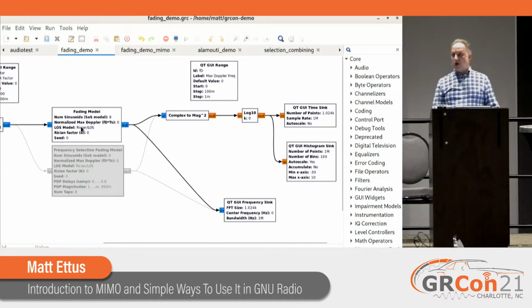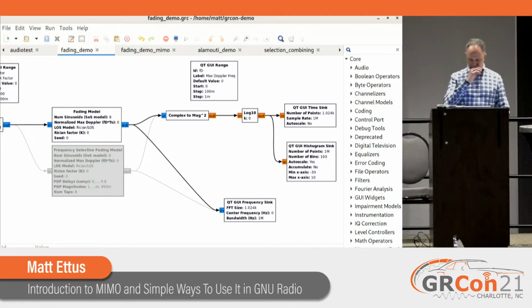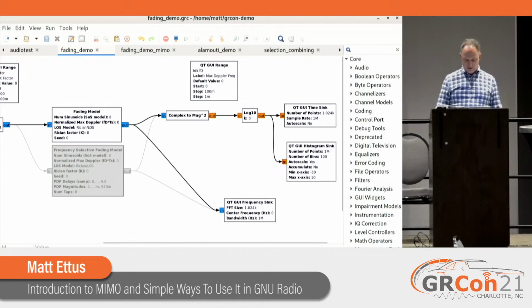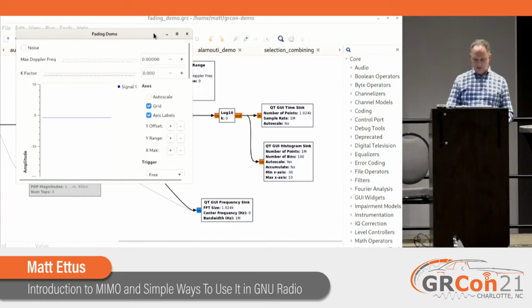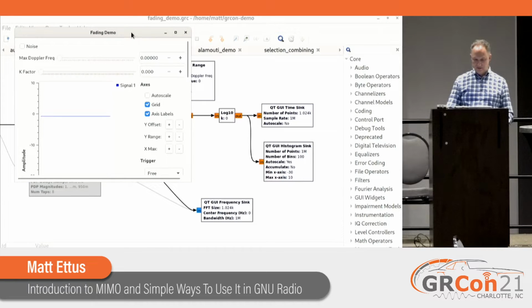We go through our fading model, which is already in GNU Radio, and thanks to whoever wrote this block, it's really good. I did have one bug fix, but I was halfway through making my own and then realized it was in there. That was a great thing to find. Then we convert it to magnitude squared, essentially getting the power, and send it to a histogram, a time sync and a frequency sync. So I'm going to run this, and hopefully we'll see it all on the screen.